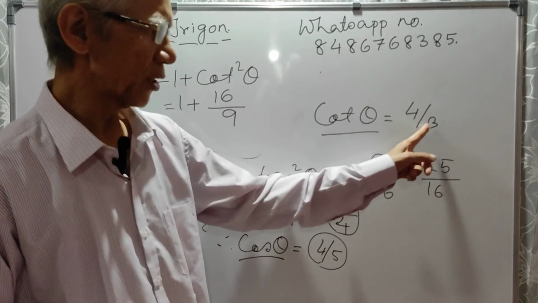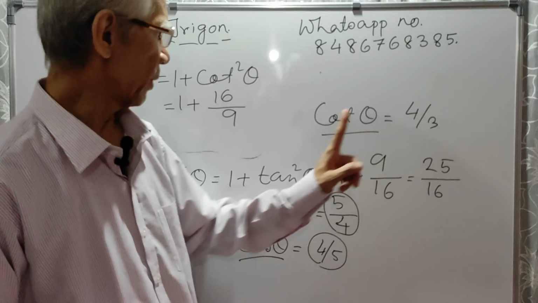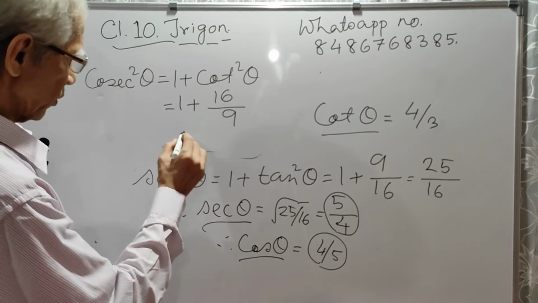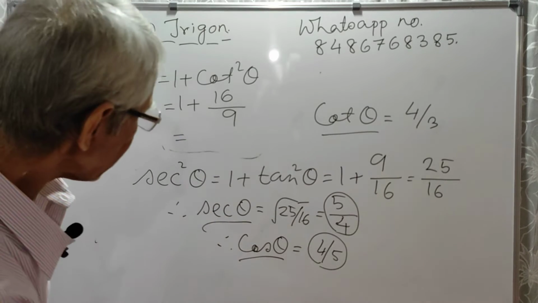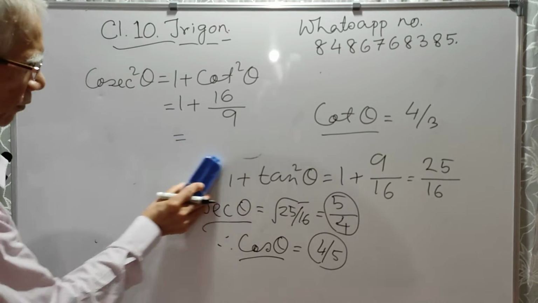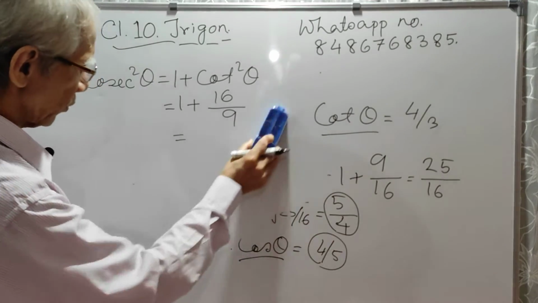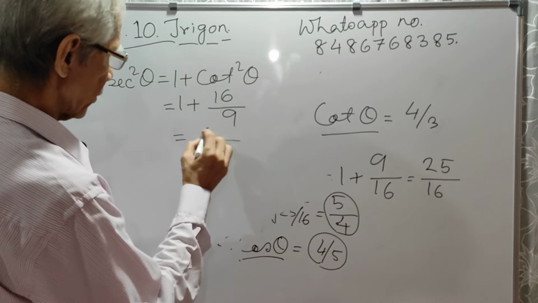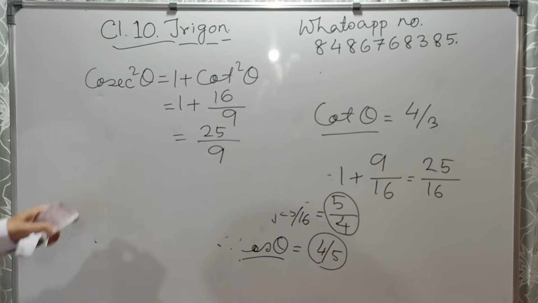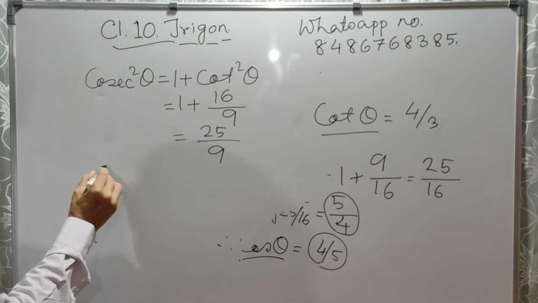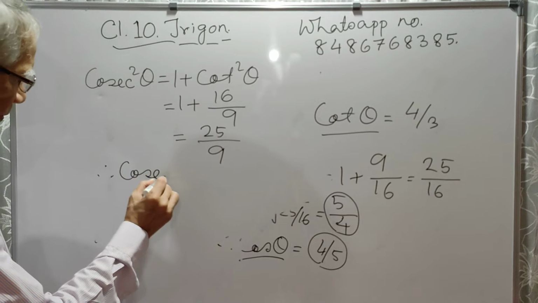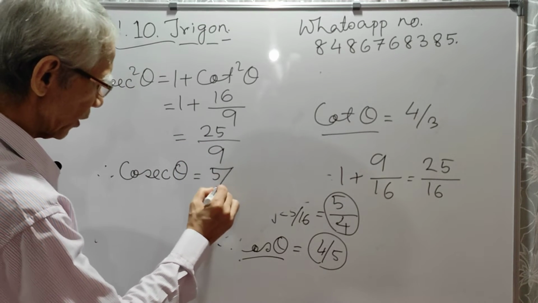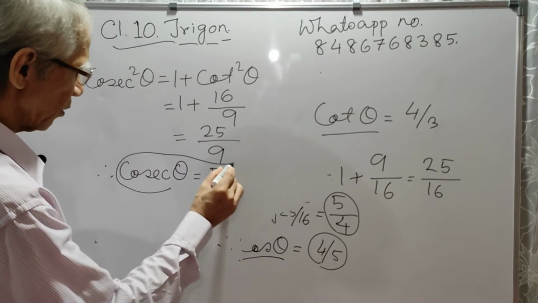Therefore, what will be cot square theta? The square of this will be 16 by 9. So cosec square is 1 plus 16 by 9. Let us simplify this. What do we get? 9 plus 16 is 25. So cosec square is 25 by 9. Therefore, what will be cosec theta? Cosec theta will be the square root of this, which is 5 by 3. So 5 by 3 is the value of what?